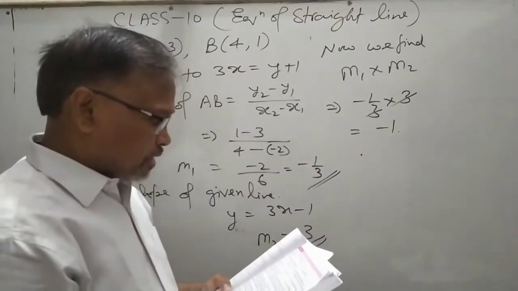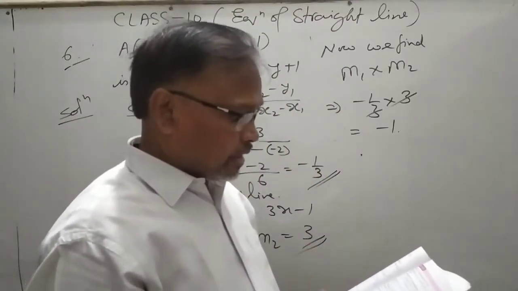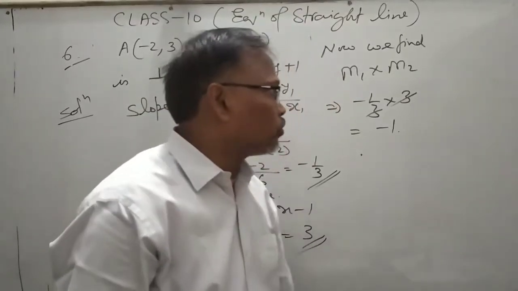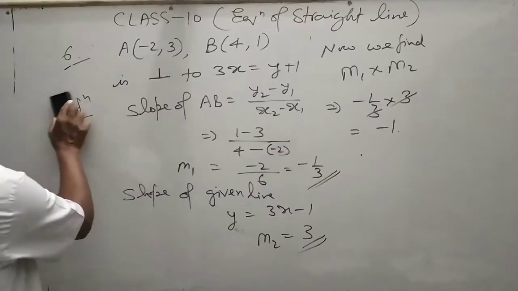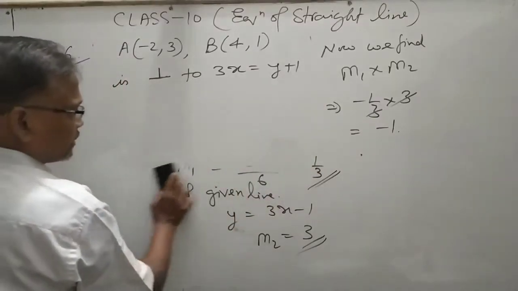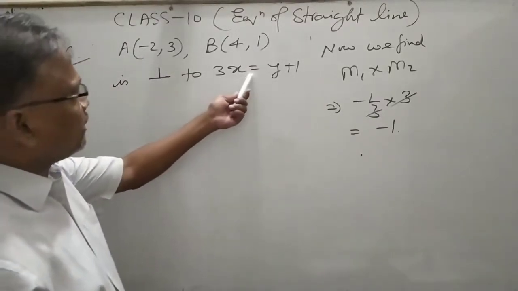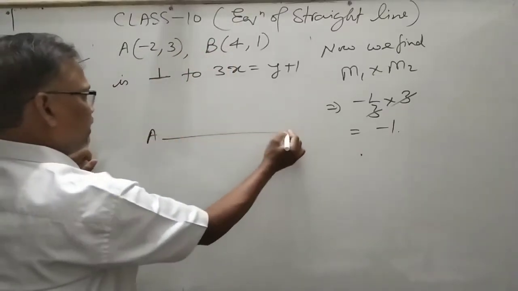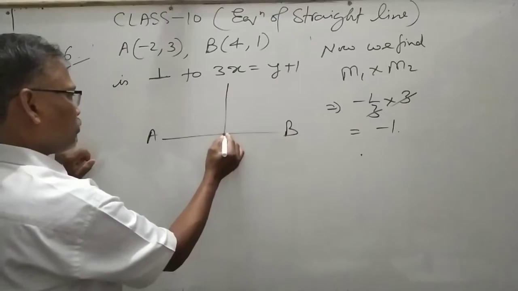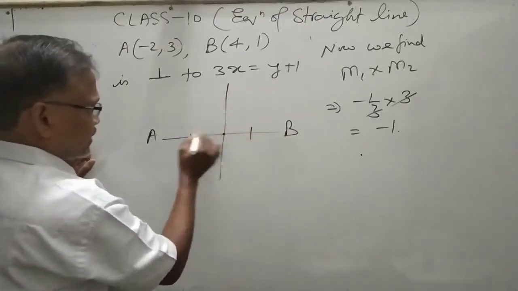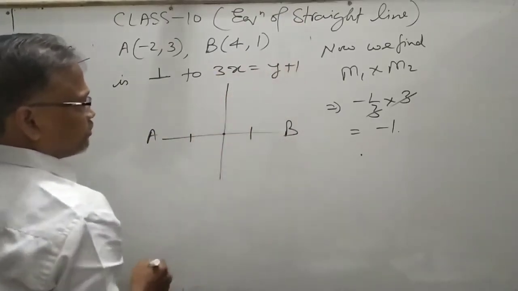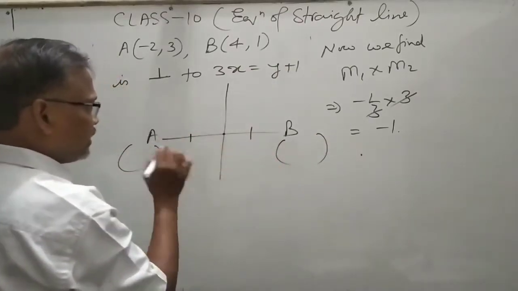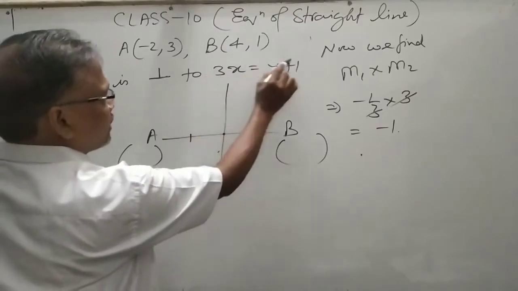And also it is asking, does the line bisect the join of minus 2 comma 3 and 4 comma 1? How to show this? Does the line bisect the line joining? Suppose this is AB and this line is 3x is equal to y. Is this line bisecting the line AB?